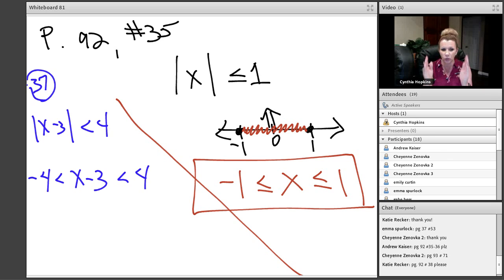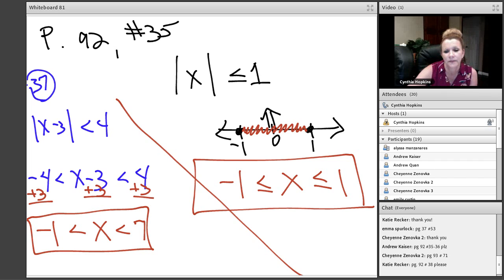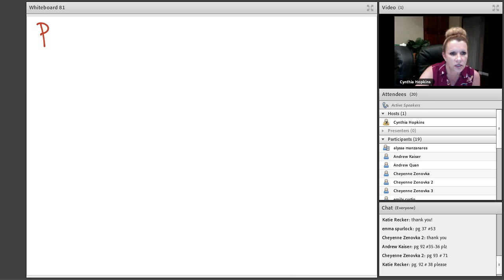So it's in between. And now I do want to get x all alone in the middle, so I do this in red. I'm going to write plus 3 right there, and if I add 3 to that middle part, then I have to add 3 to all 3 parts. So I get negative 1 is less than x, which is less than 7. That is my final answer. Isn't that so easy, you guys? That is how you do every absolute value with a less than sign. If you can do this, go from this statement to this, you should be able to do any absolute value with less than.